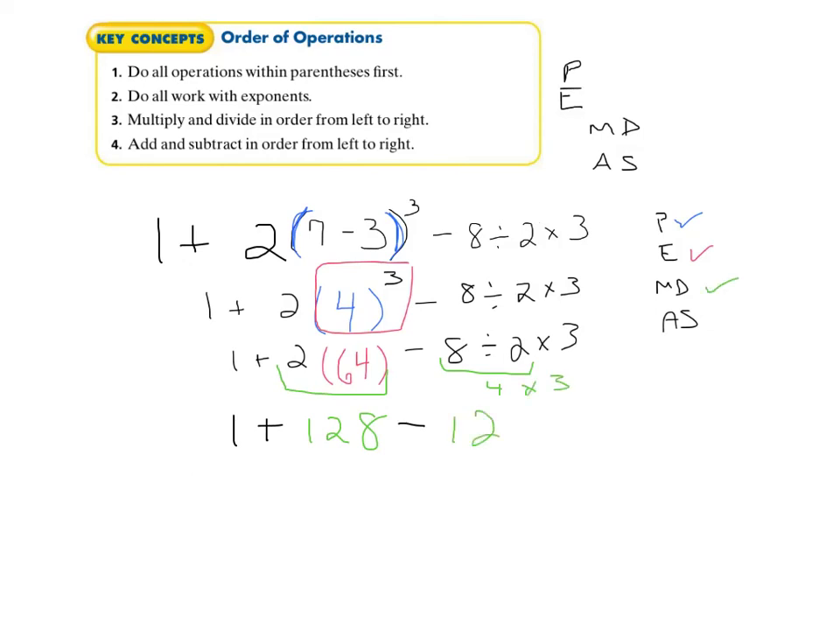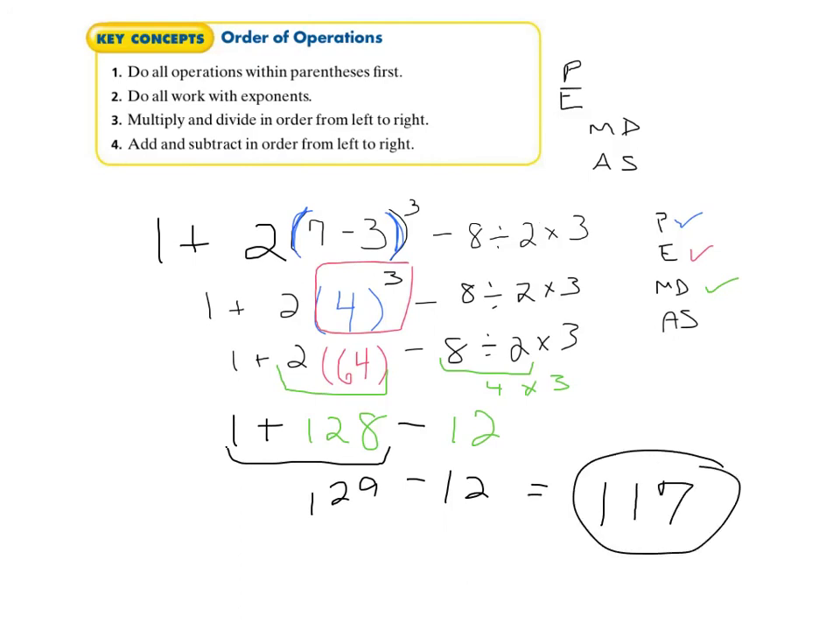So I've done all the multiplication and division. Now I'm going to do the addition and subtraction. 1 plus 128 is 129. 129 minus 12 will give me an answer of 117.